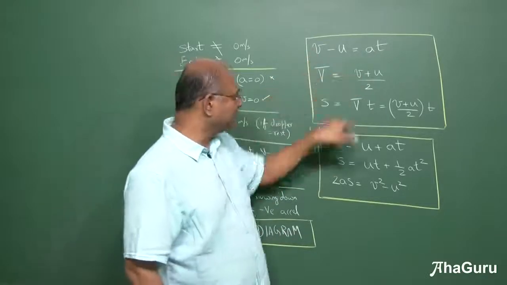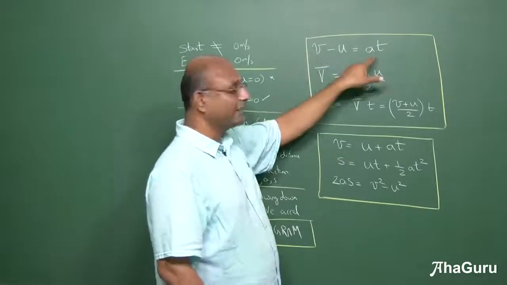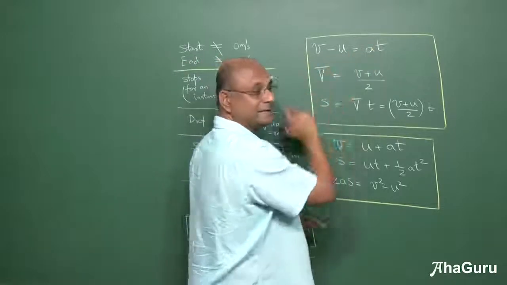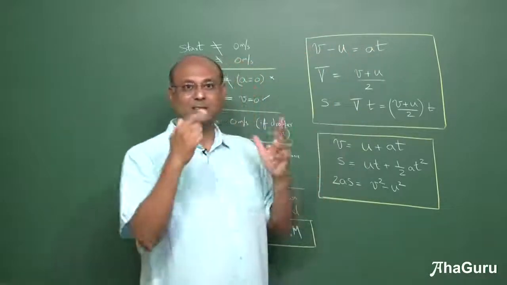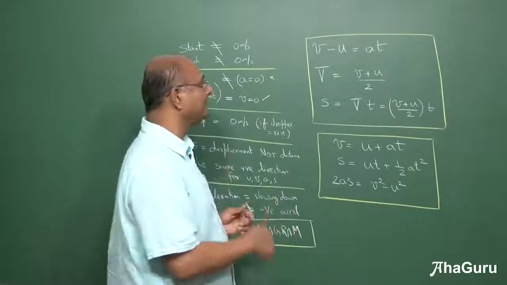v minus u is at, which is the same as the first one. Okay, so this tells you that you can go from v to find u, you can go from t to find a. For example, v minus u by t is a. It is the same equation as that, but my suggestion is think of at and look at what is v minus u. v minus u is at.